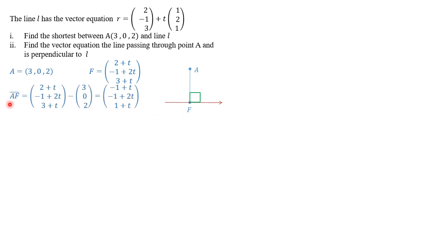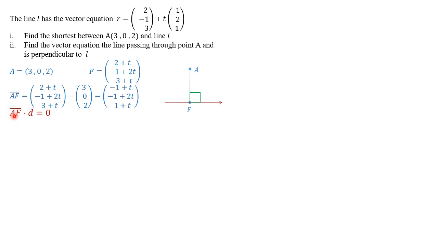Alright, so AF is F minus A, which is going to give us minus 1 plus t, then minus 1 plus 2t, then 1 plus t here. We are just subtracting the general point minus the point that we need to find the distance from here. So now the next thing is to find the dot product here.